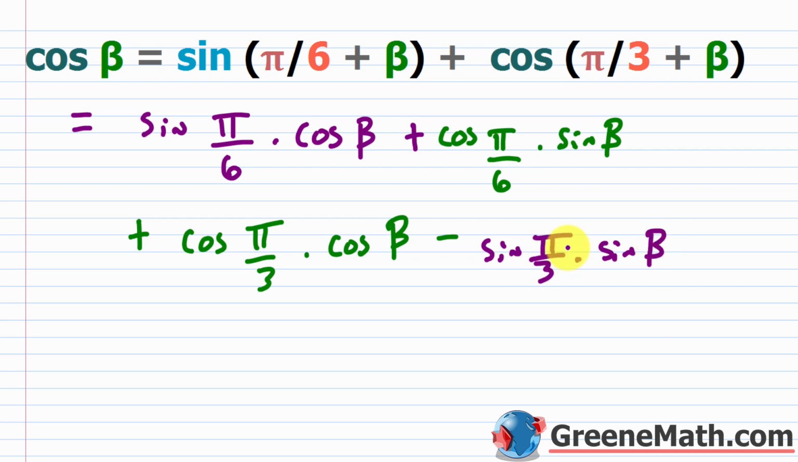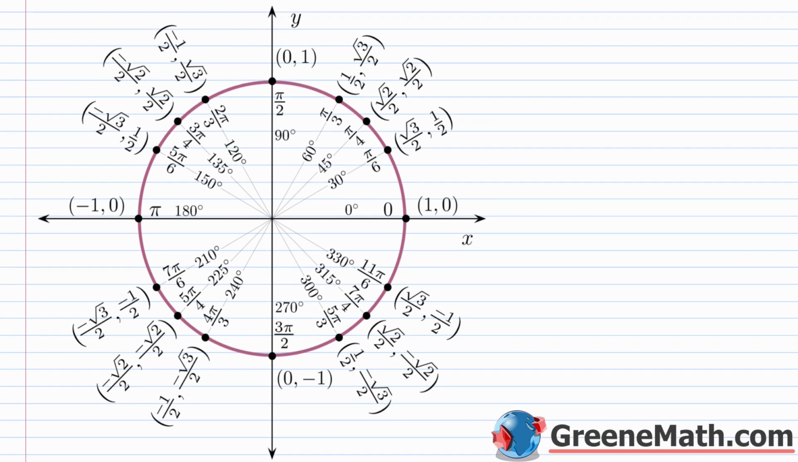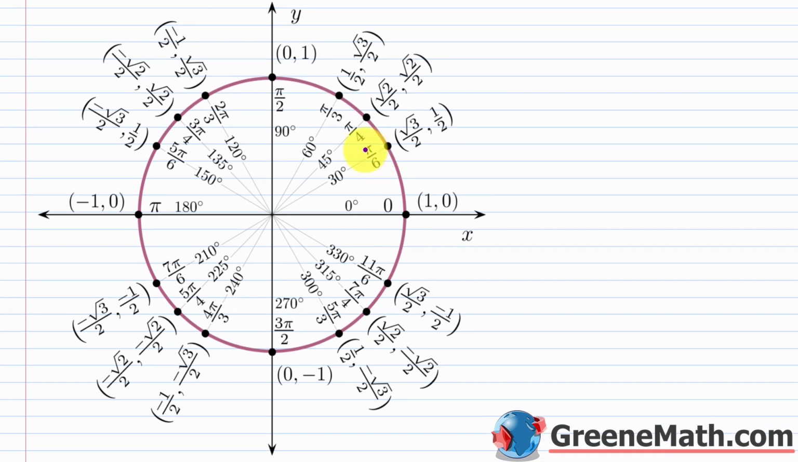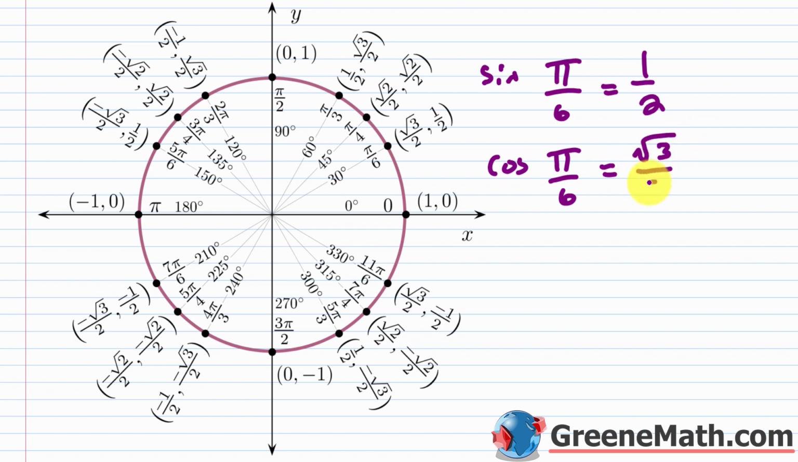Okay, so now what we want to do is think about what can we replace? Well, think about the fact that you have the sine of pi over 6 and the cosine of pi over 6. So coming back to my unit circle, again, when we think about pi over 6, the sine is a half and the cosine is square root of 3 over 2. So let's just write this down. So we have the sine of pi over 6 is 1/2. And we had the cosine of pi over 6. That's going to be the square root of 3 over 2.